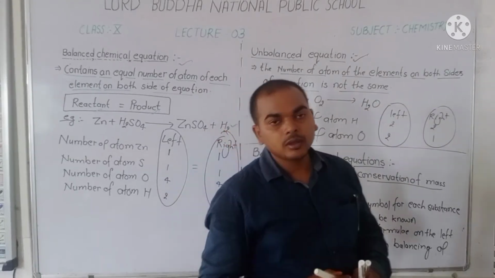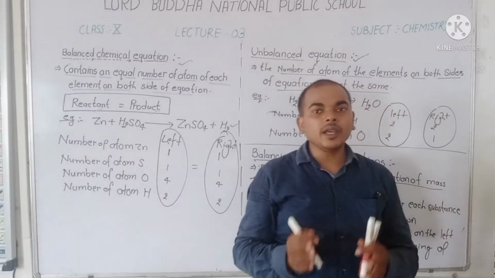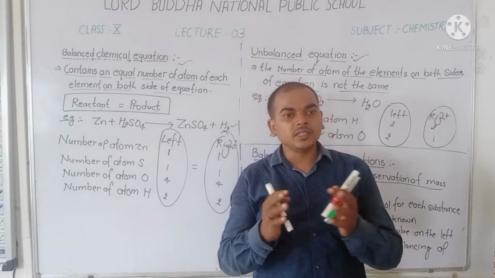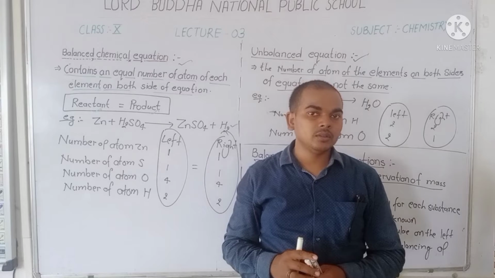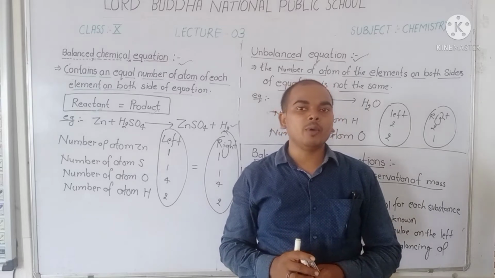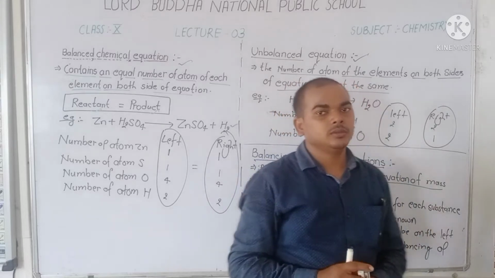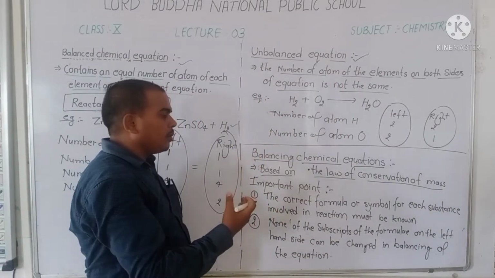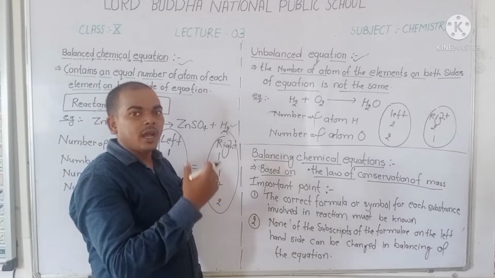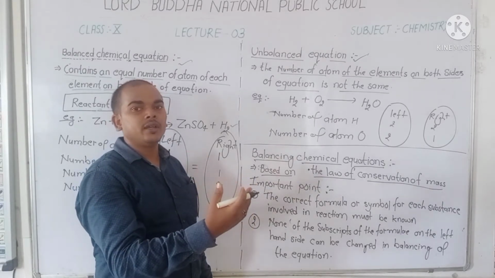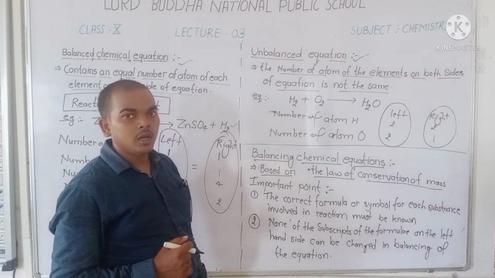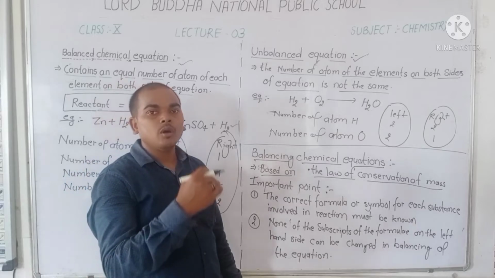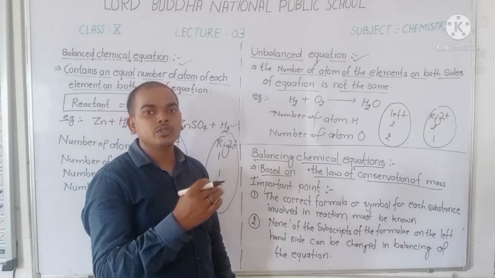In class 9th, you studied the law of conservation of mass. Mass can neither be created nor destroyed. This means the mass of reactants and the mass of products are equal. That means the number of atoms on the reactant side and the number of atoms on the product side are the same. If they are the same, then the equation is a balanced equation.